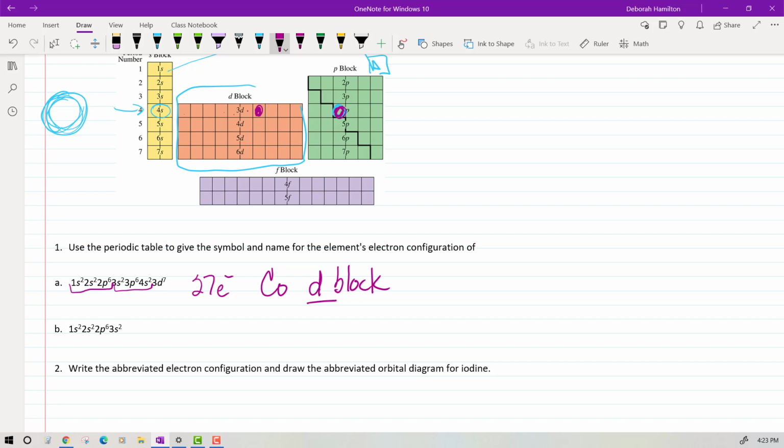Okay, when we get done, the highest main level electron is this 4s. This next one is not as long of an electron configuration. It ends in 3s2, so I can count down 1, 2, 3. I have to be here, but I need to be over one more block because it's s2. So that element is magnesium, because it's 12 electrons. And we're in the S block.